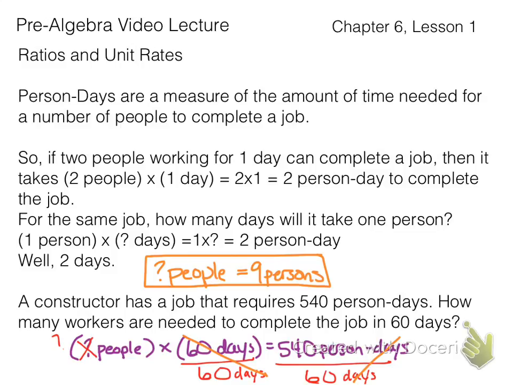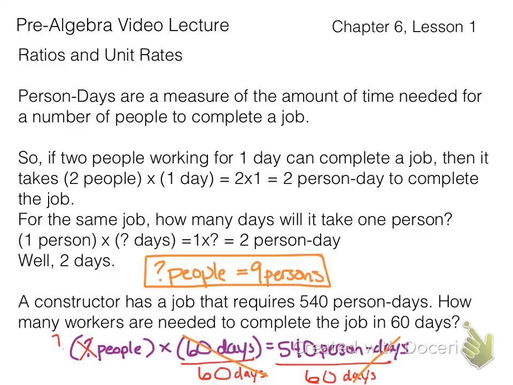So if we want the job to only take 60 days of work, we're only going to need 9 people to do it. Now I could change that up and I could say, well, what if I wanted, say, 18 people to work on it, how many days will it take them? Well, then we'll take 540 person days, divide by 18 people, and it'll tell us how many days it will take. All right? So it's a very simple relationship.